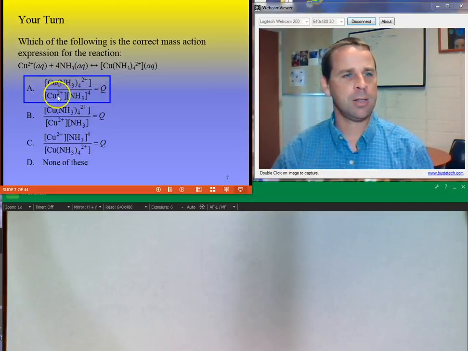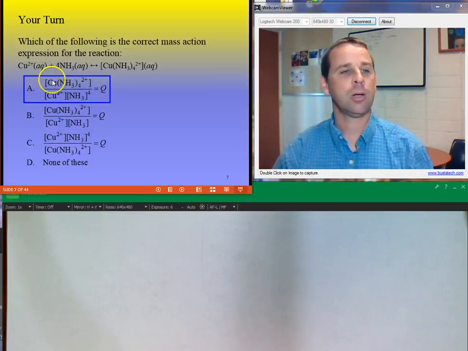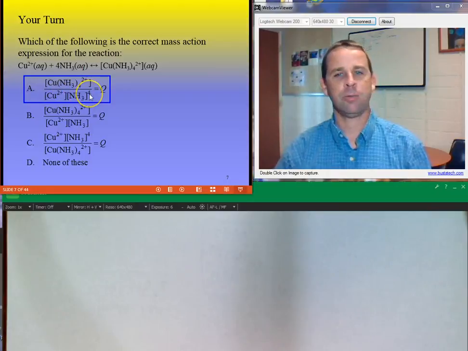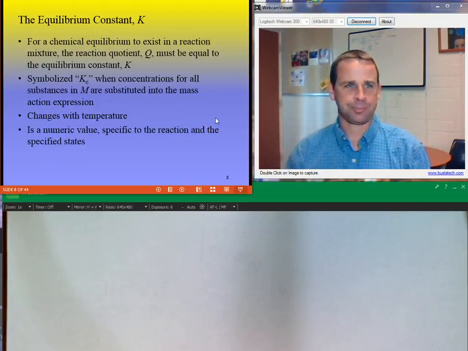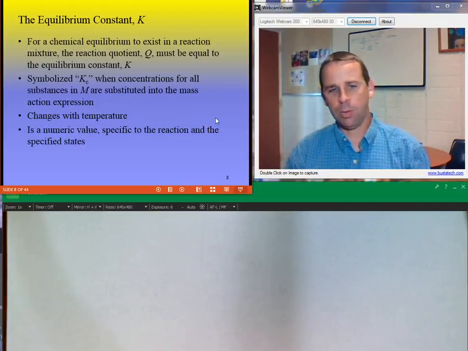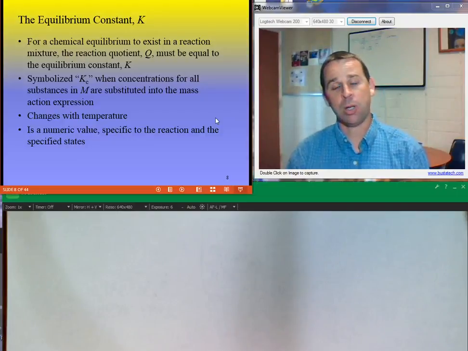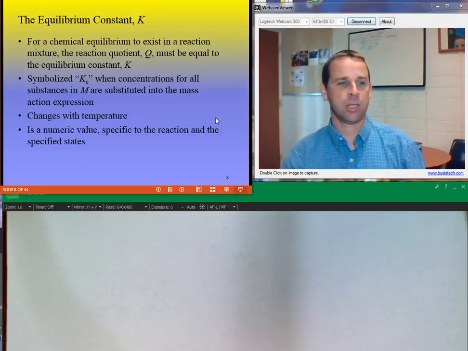Here we have the reactants in the denominator, which is correct. Here are the products in the numerator. And here we have the concentration of copper ion being raised to its coefficient 1, and the concentration of ammonia being raised to the fourth power. All right. Excellent. So, K is the special quotient, when the chemical reaction has reached equilibrium. So Q is K when the chemical reaction reaches equilibrium.